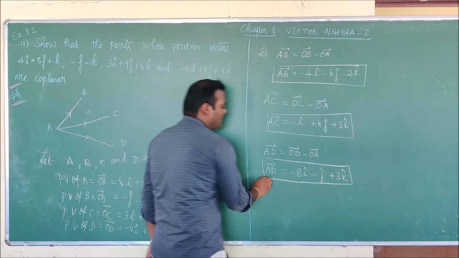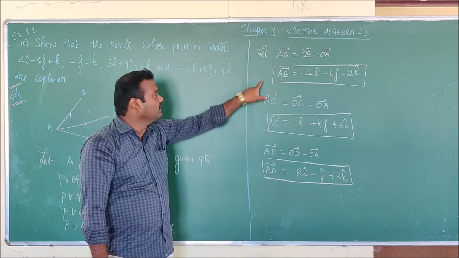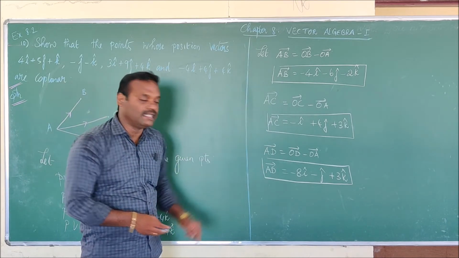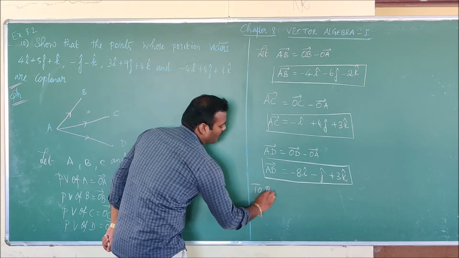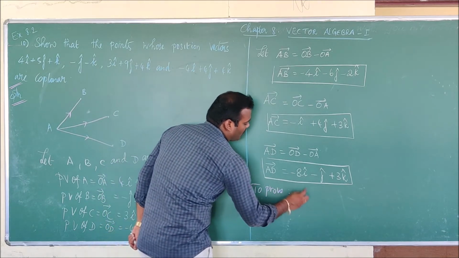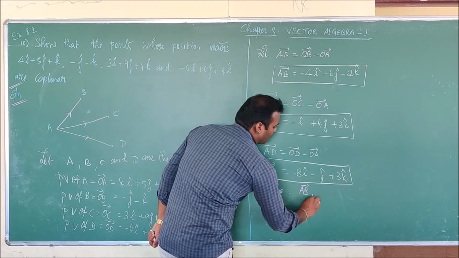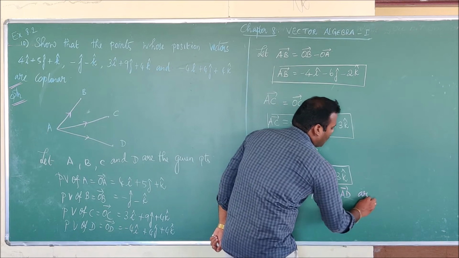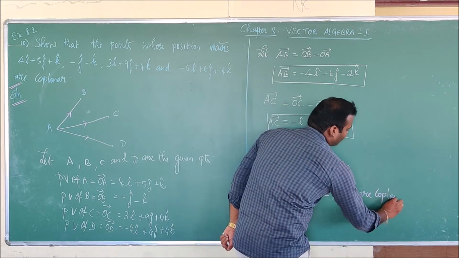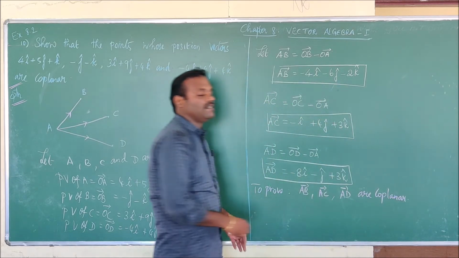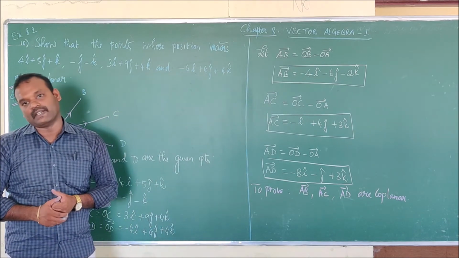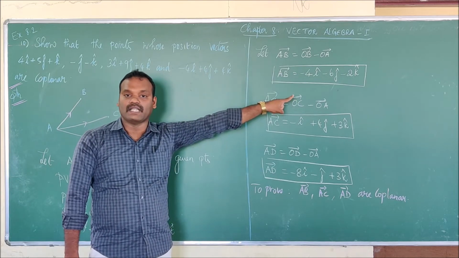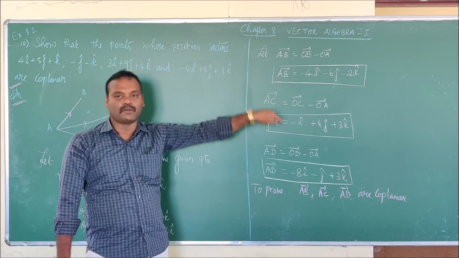The procedure is, you have to prove these three vectors are coplanar. So we are going to prove that AB vector, AC vector, AD vector are coplanar. How to prove this result? In the last problem itself, I have given you the proof. What is the proof for that? You have to write one vector as a linear combination of the other two vectors and you have to verify that.